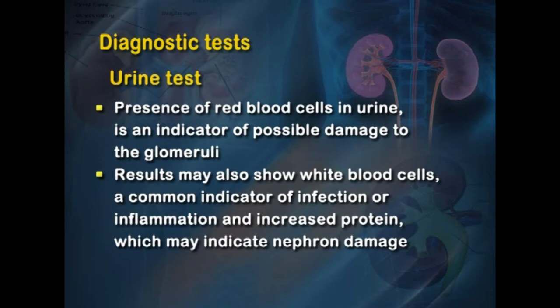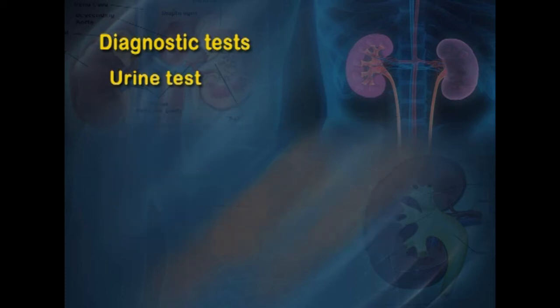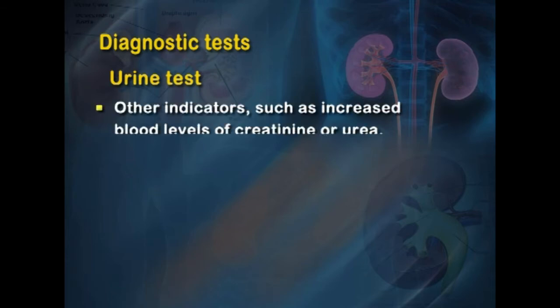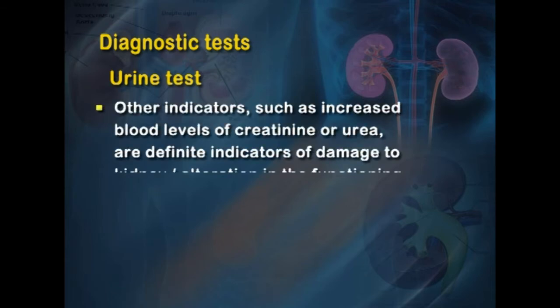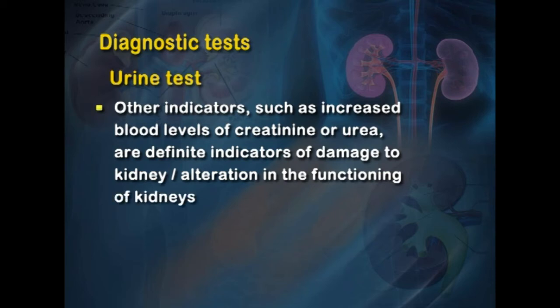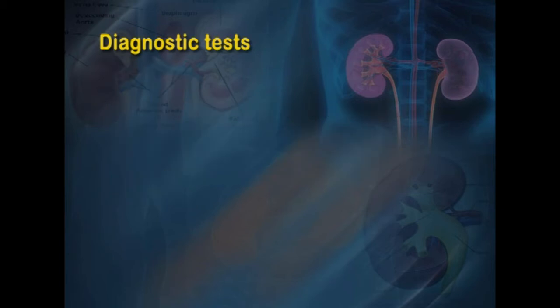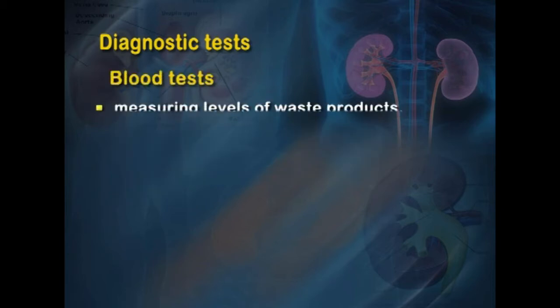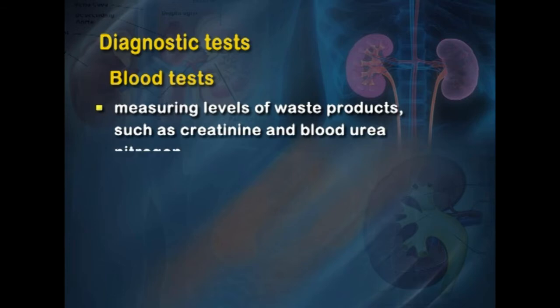There can even be increased protein, and that is again an indicator of nephron damage. Other indicators can be elevated levels of creatinine or urea, because they suggest damage to the kidney or an alteration in the functioning of the kidneys. Apart from the urine test, blood tests can be done. They measure the level of waste products. Most important are creatinine and the blood urea nitrogen, known as BUN. These are very important tests to assess how well the body is able to throw out the nitrogenous waste products.